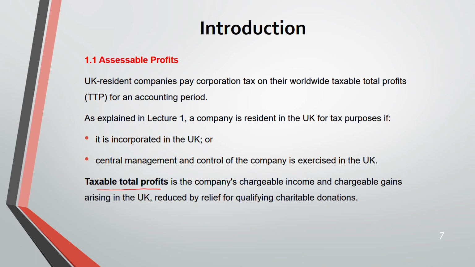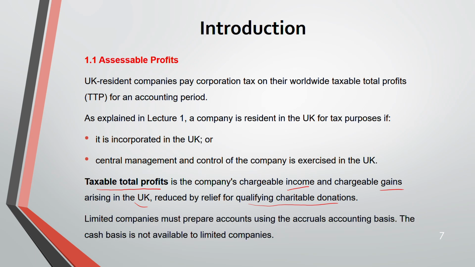Remember, your total profit includes both your income and your gains. This income and gain I have covered in the previous lectures: lectures 1 to 11 focusing on income, 12 to 15 focusing on gains. Here you have to add both that arise in the UK. And after that it is reduced, as you deduct qualifying charitable donations.